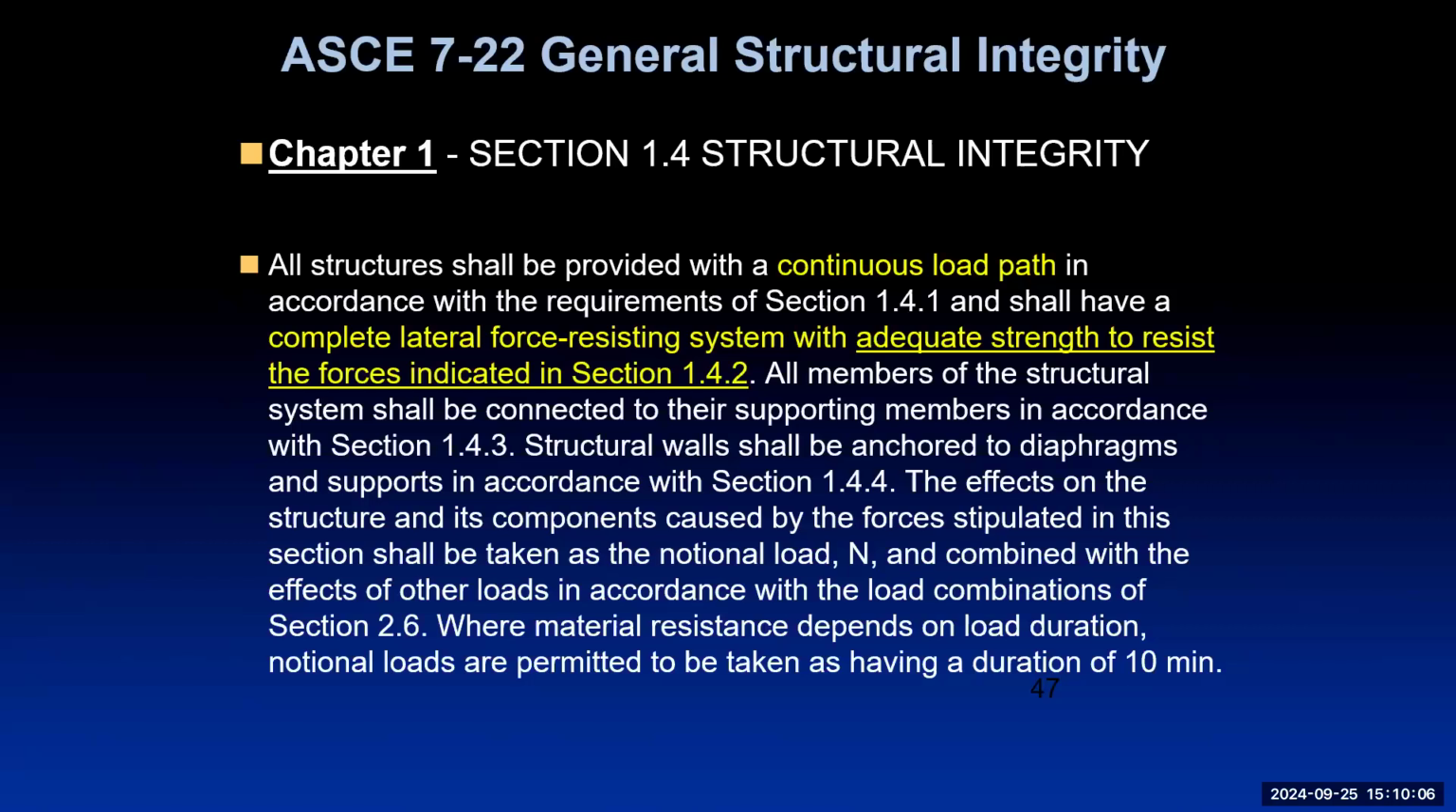So what is structural integrity? ASCE 7-22 is good. It says in Chapter 1, Section 1.4, all structures shall be provided with a continuous load path in accordance with the requirements of Section 1.4.1 and shall have a complete lateral force resisting system with adequate strength to resist the forces indicated, and goes on then to define exactly the sort of things that I've talked to you about. Essentially transferring the load imposed by wind, wave, water, or earthquake to the foundations of the structure.